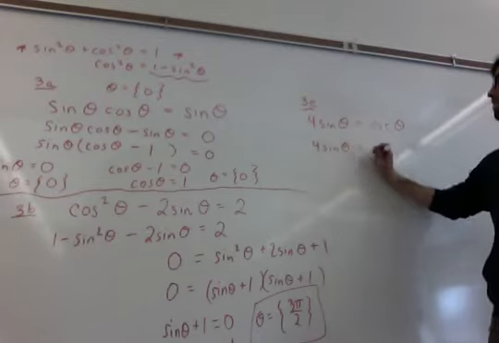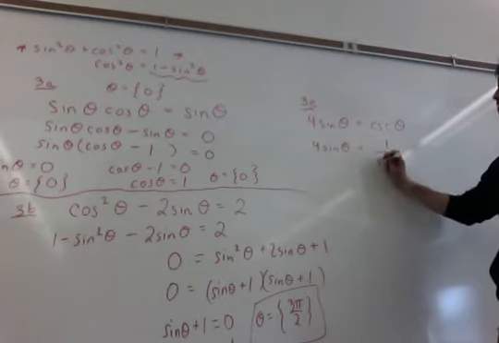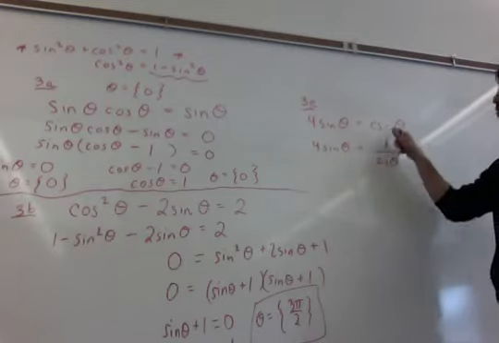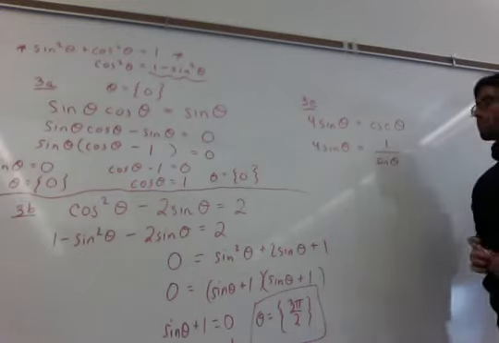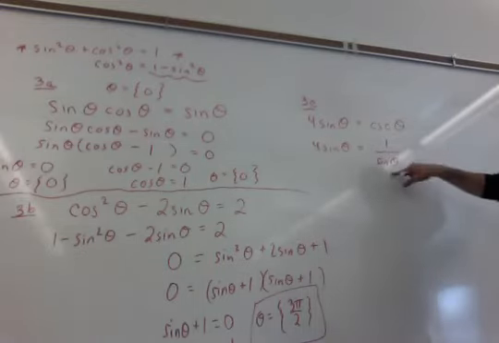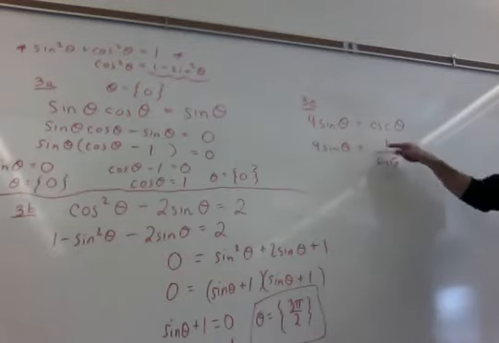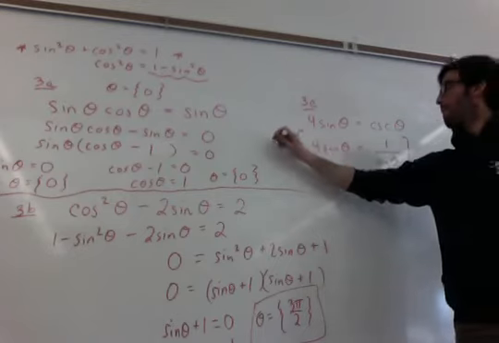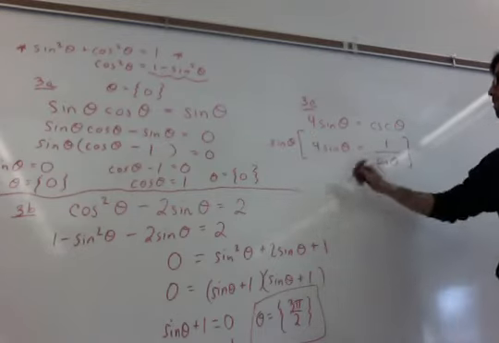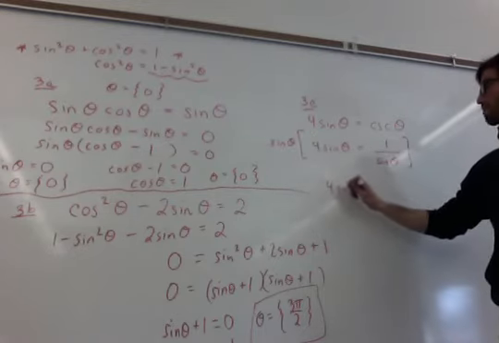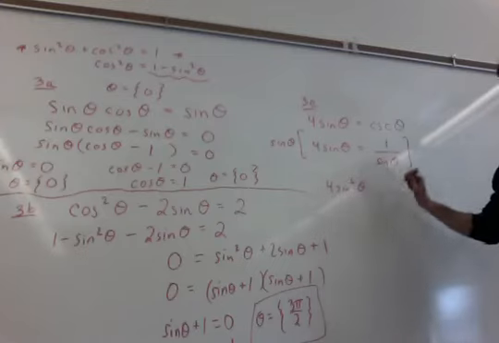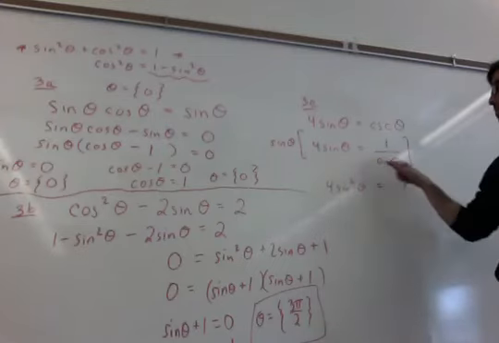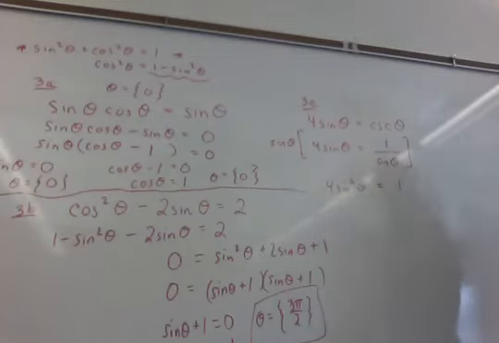So we have 4 sine theta equals 1 over sine theta. Remember that cosecant is the reciprocal of sine, so we can rewrite cosecant as 1 over sine. Now to solve this, I would multiply both sides by the denominator, which is sine theta. So this becomes 4 sine squared theta equals, well, the sine thetas cancel, just 1.